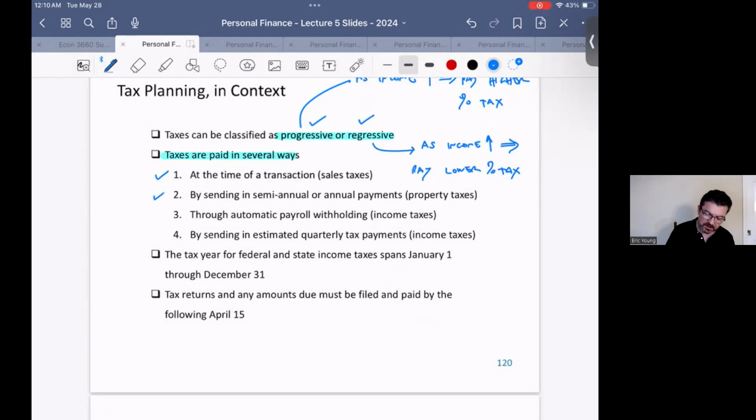Sometimes, with things like property taxes, you send the tax in periodically, maybe every year, maybe every 6 months. When it comes to income taxes, for most workers, your taxes are taken out by your boss directly from your paycheck automatically. So the third way that we can have taxes paid is by automatic withholding. This is the case for most people when it comes to their income taxes.